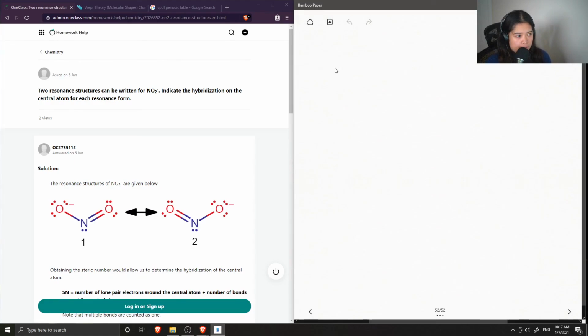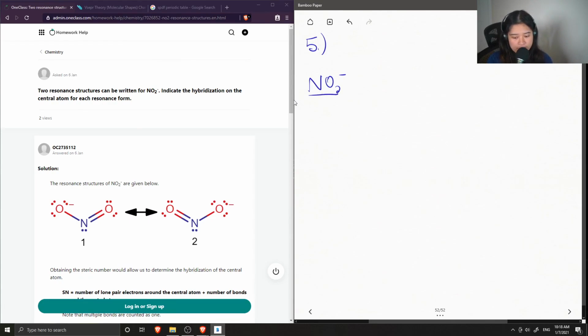Okay, so question number 5. Two resonance structures can be written for NO2-. Indicate the hybridization on the central atom for each resonance form.